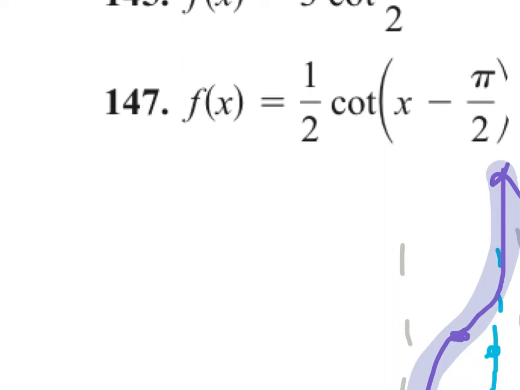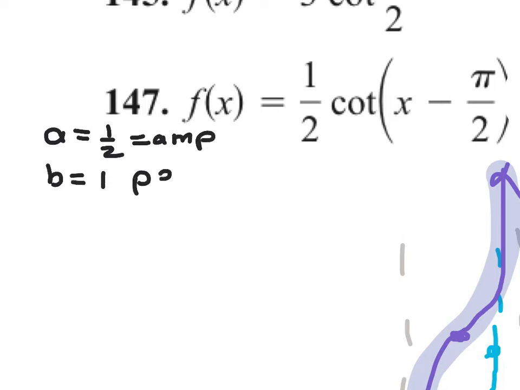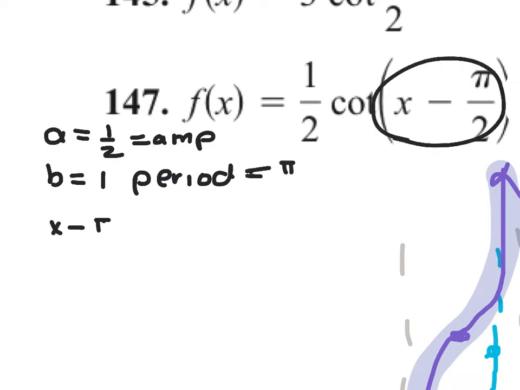Okay, so 147 is cotangent, right? I'm going to identify that A is 1/2, which is going to be your amplitude. The B is 1, so the period is pi over B, which is pi. And then I'm going to take what's inside the parentheses, the x minus pi over 2, and set it equal to 0 and set it equal to pi, because this is cotangent.